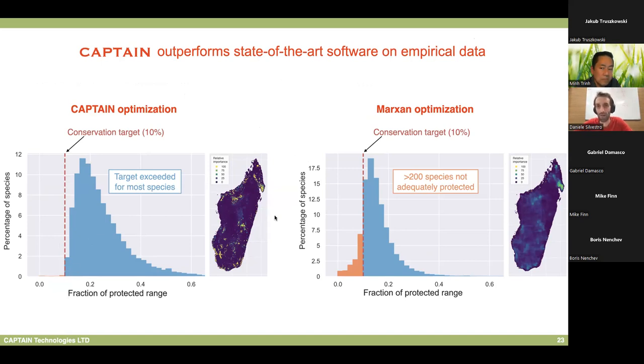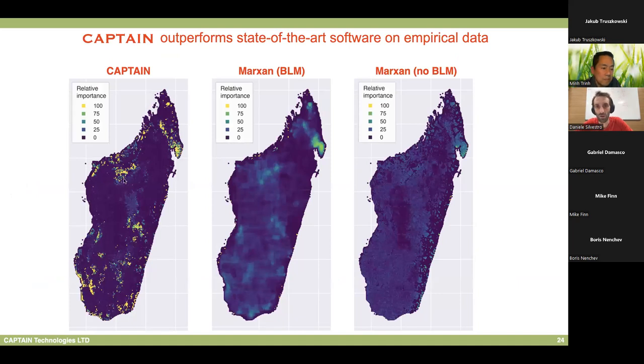And for almost all species, we actually exceed the target of protecting at least 10% of their range. Conversely, if we run with the same budget this alternative software, we see that the protection is not as effective as the one obtained with reinforcement learning. So it looks like even with empirical data, we can actually outperform the state of the art using this reinforcement learning framework. The maps that we get are also arguably more interpretable than what we obtained, at least by running this other software.